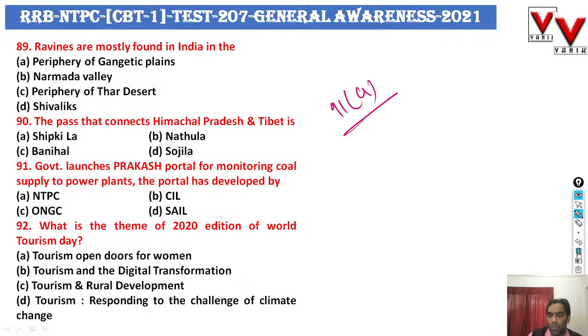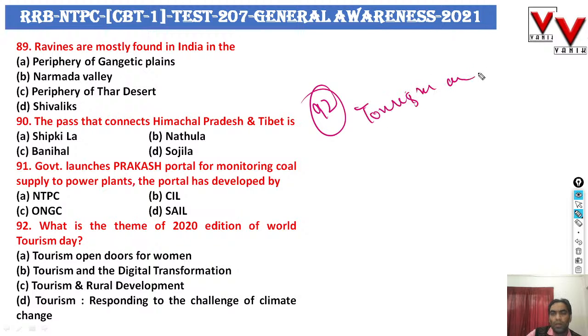Next question is 92nd. What is the theme of the 2020 edition of World Tourism Day? The theme was tourism and rural development. That was the theme of World Tourism Day 2020.